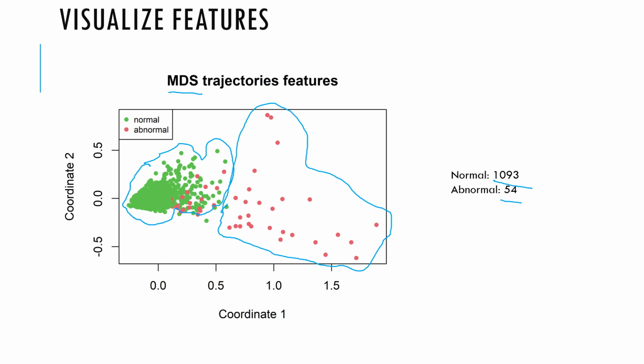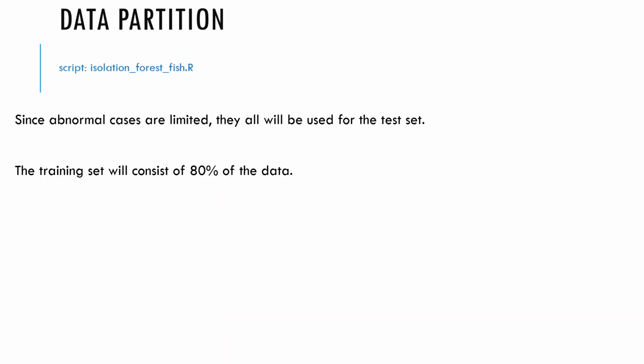So by visually inspecting this figure, we can see that the abnormal cases are in the right hand side of the plot. So we should be able to separate or to differentiate them using a model. Before training the model, we need to partition the data. One of the advantages of isolation forests is that they don't need examples of the anomalous data points. Since abnormal cases are limited, they all will be used for the test set. In this case, the training set will consist of 80% of the data, and the remaining will be assigned to the test set.